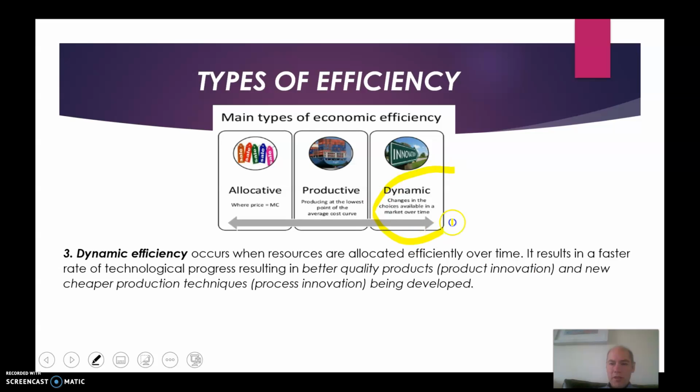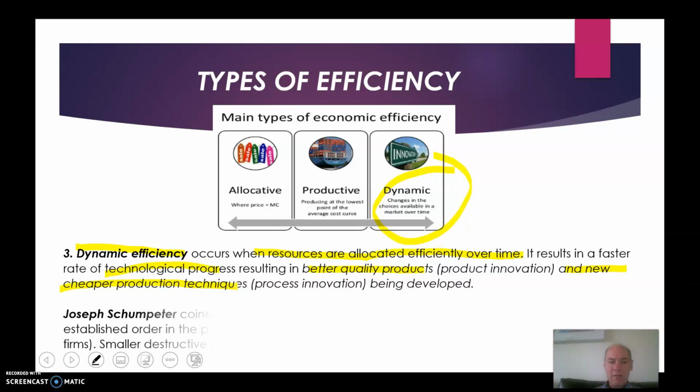Our third type of efficiency, dynamic efficiency. In terms of your definition, it occurs where resources are allocated efficiently over time. What that means is that it's related very much to innovation. So money put into research and development means that there's been technological progress and, very importantly, better quality products. That may be new products or improved products, and also new production techniques as well. So this is all following research and development.